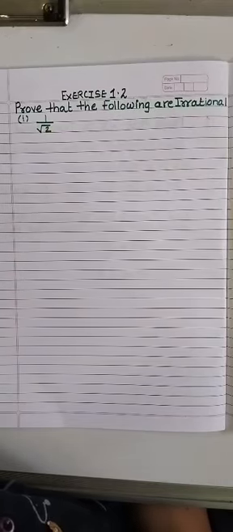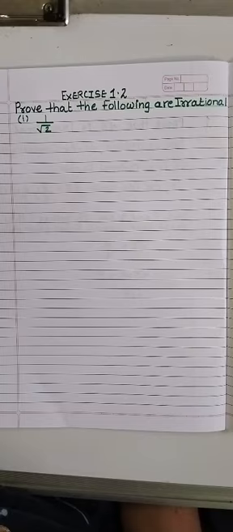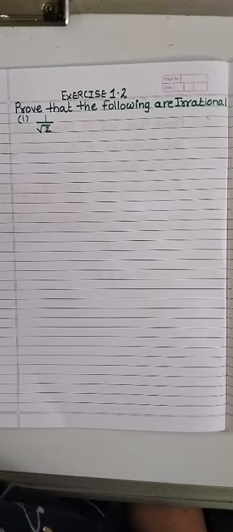This is the CBSE Class 10th Mathematics Complete Solution Series where we don't just solve problems, we build strong concepts and clear understanding of every topic. The chapter is Real Numbers. We are solving exercise 1.2, question number 3. Prove that the following are irrational. The first one is 1 upon under root 2.